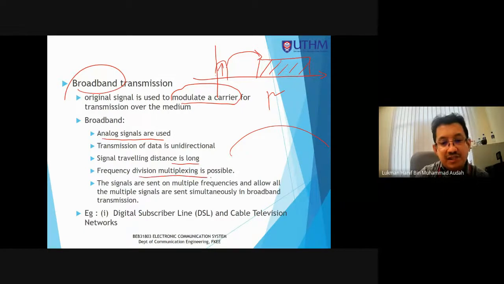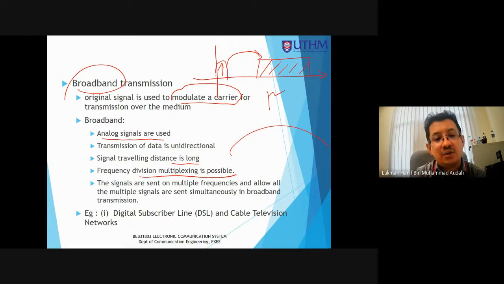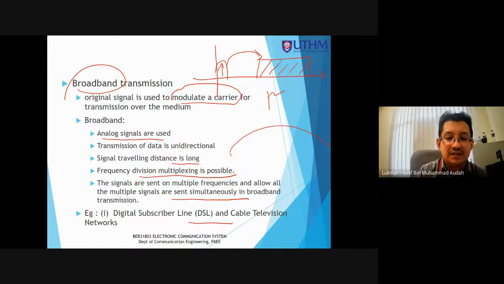Frequency division multiplexing is possible because we have a big bandwidth, bandwidth yang besar. Signals are sent on multiple frequencies and allow multiple signals to be sent simultaneously in broadband transmission. So kita boleh buat proses multiplexing. Contohnya adalah DSL, cable television networks. So this is the broadband.